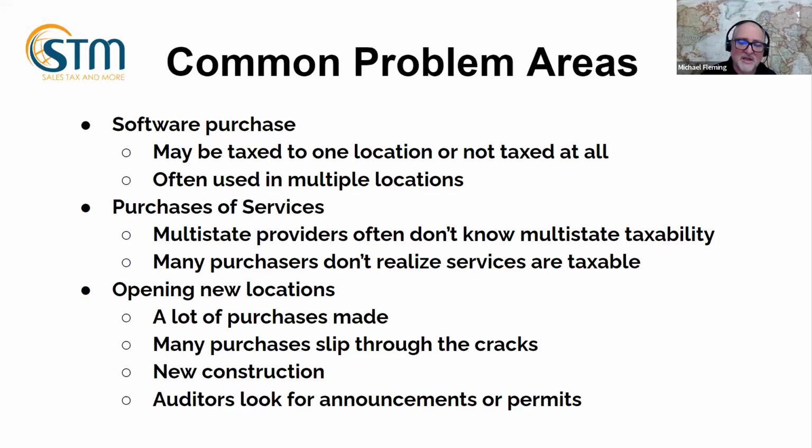Now, here are some common problem areas. Software purchases. A lot of software companies tax this to one location or don't tax it at all. But you may be using it in multiple locations. So remember, a use tax is for the storage, use, or consumption. So if the tax is paid in one state, but it's being used in another, that's a problem. A lot of times auditors are going to look for large software purchases. And if you have people in other states, the software is not generally used only at the corporate headquarters. It's generally used throughout the offices of the company.